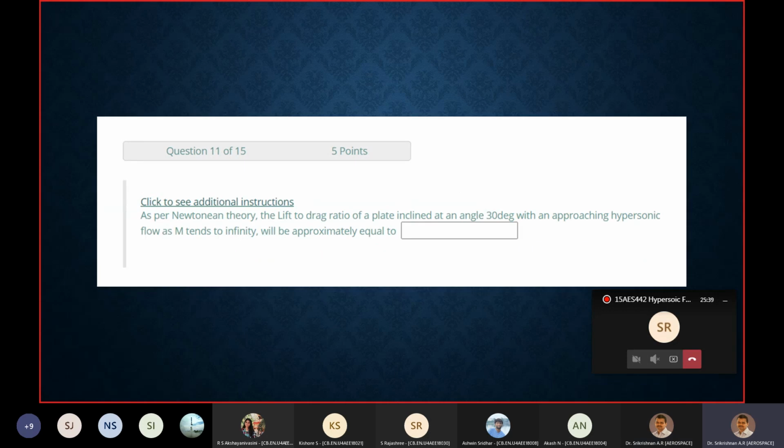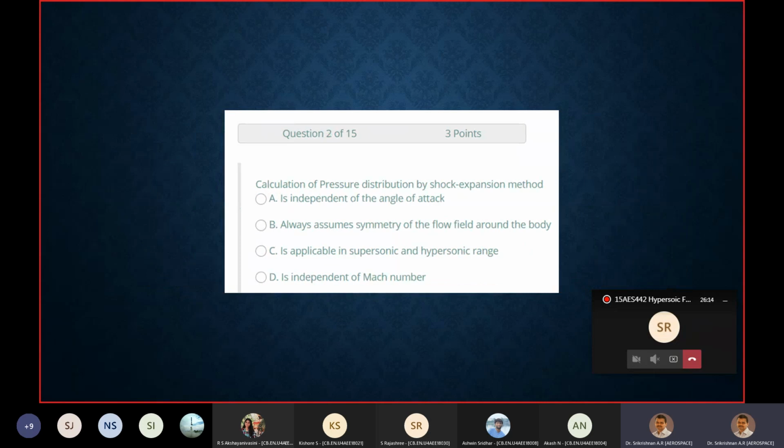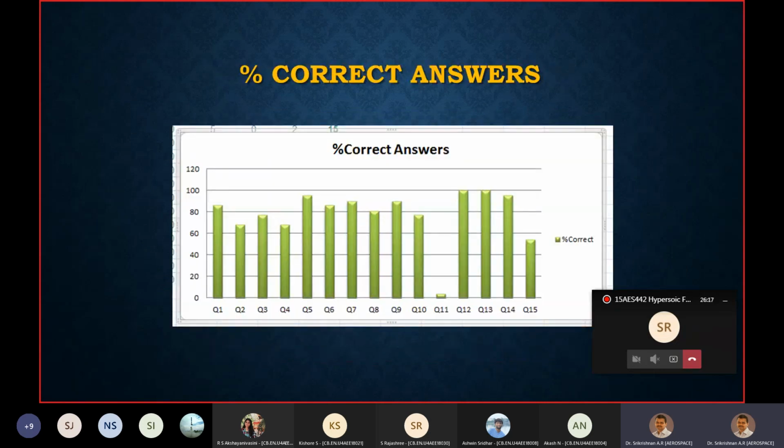Now, question 11. Here is where I think I have made a mistake. I'm sorry for that. As per Newtonian theory, what did most of you get, by the way, for the lift to drag ratio, CL by CD? Anybody remember that? 1.73. Yes, that's what I confirmed later, because since I saw that most people got it wrong, I was almost sure that I made a mistake.